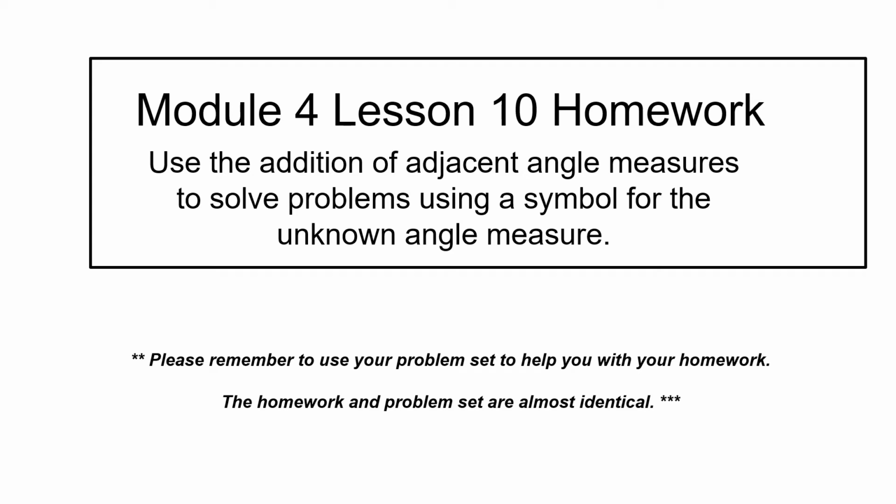The objective is to use the addition of adjacent angle measures, so those are angles that are right next to each other, to solve problems using a symbol for the unknown angle measure. So these are like missing addend, missing minuend. Sometimes they're two steps. So remember to look back at your problem set, and it will help you to do your homework because the problems are mostly almost exact except for the numbers or the angle measurements.